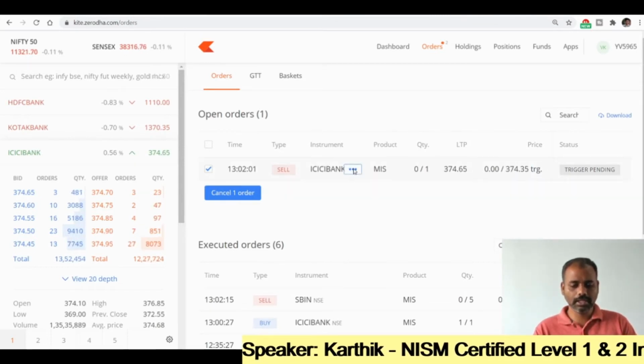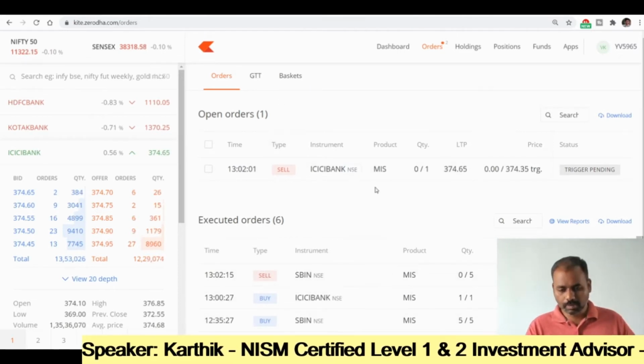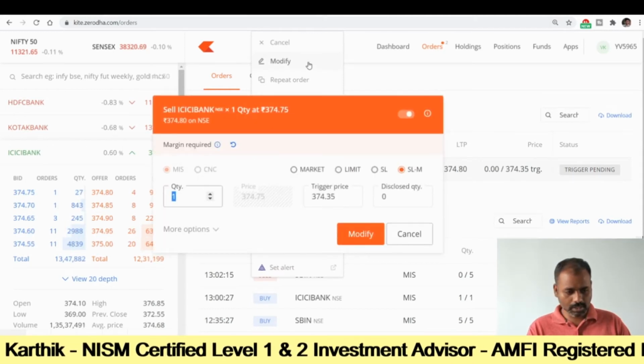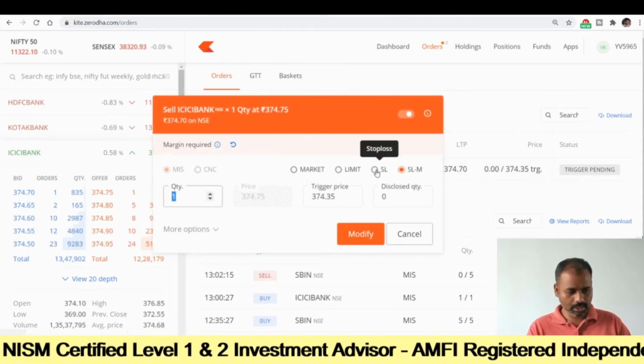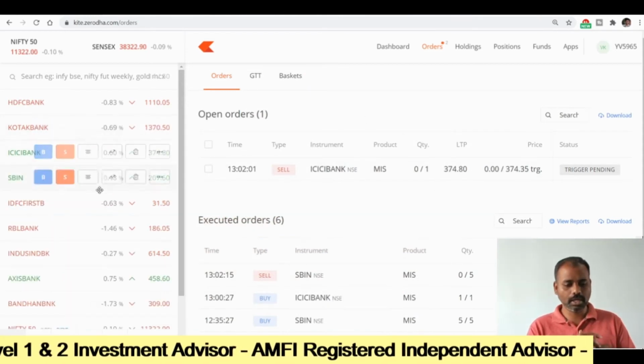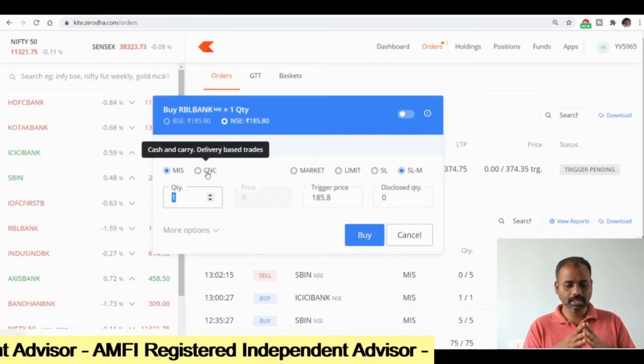Now I will keep the trigger open. Now we will see the next one. Here we have one more. I will modify this actually. If you want, you can modify and choose SL also. Now I will keep this open, and I will take a new stock and explain the SL limit.